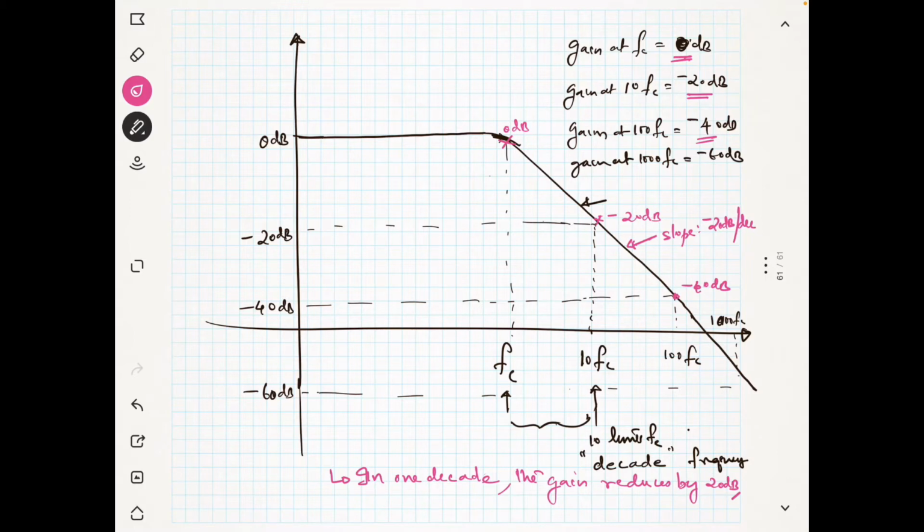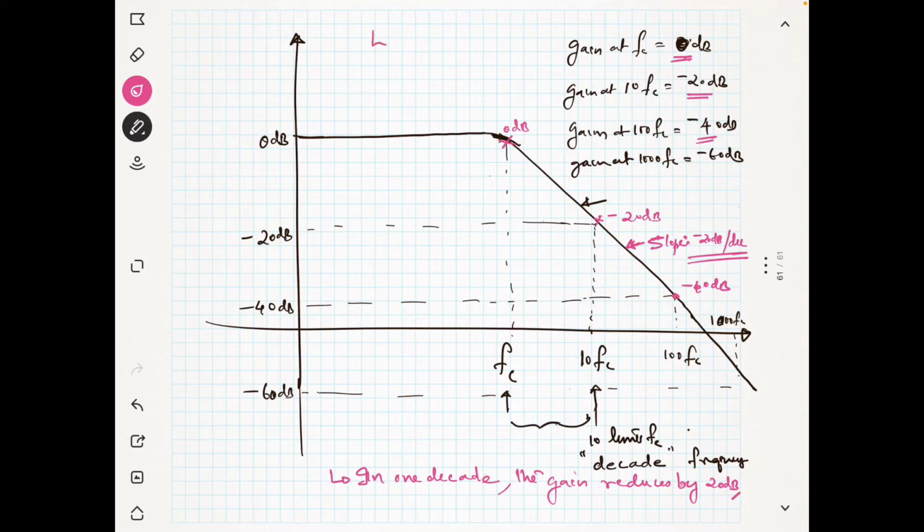So the slope is actually minus 20 dB per decade. So what I am saying is the slope is equal to minus 20 dB per decade. Okay, so the slope of this curve is minus 20 dB per decade. Okay, this is the slope of this curve. So there is some importance to this.